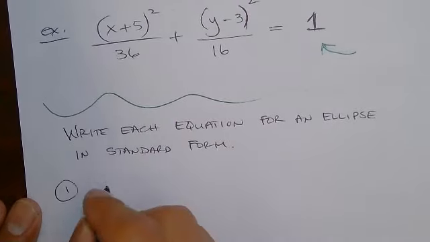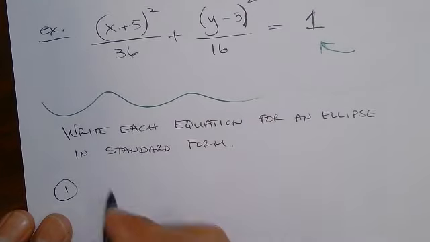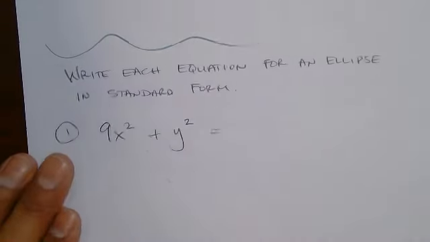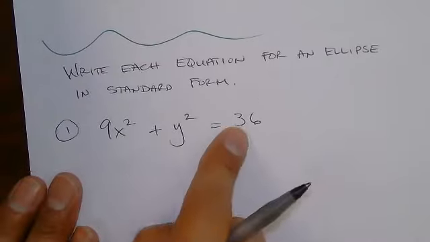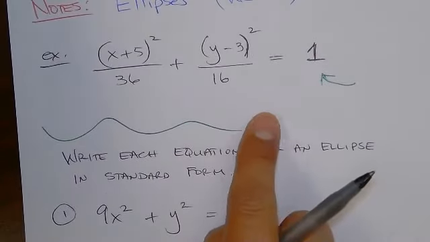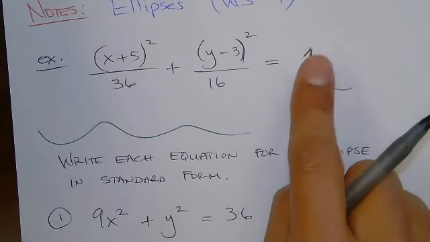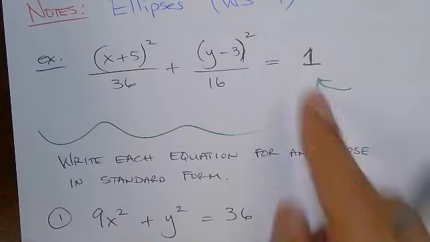What about if it says this? 9x squared plus y squared equals 36. That's an equation of an ellipse. But you don't recognize it because it doesn't look like this. See? The main thing you're going to concern yourself with is this: make this a 1. This over here has to be equal to 1, right? Not 36, not any other number. A 1. Everybody get it?